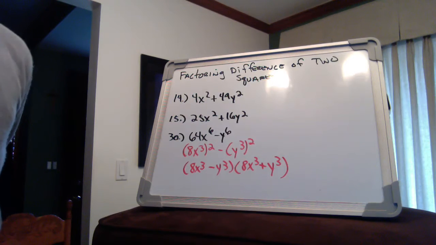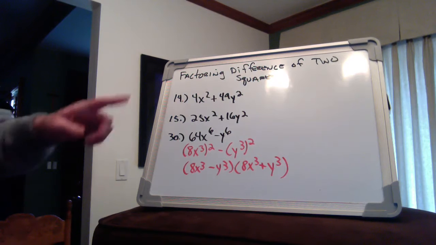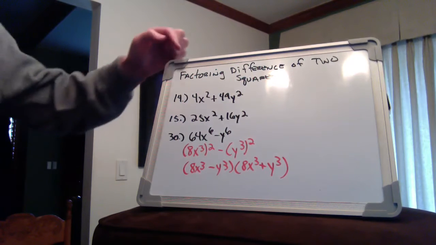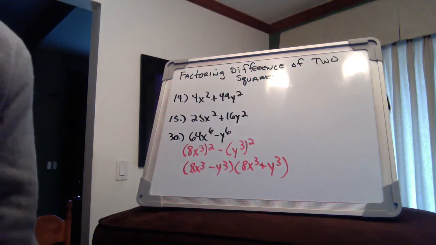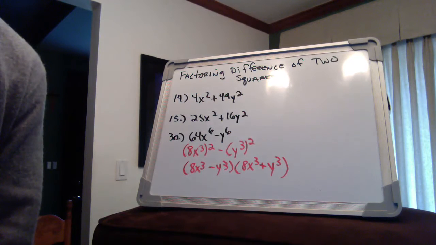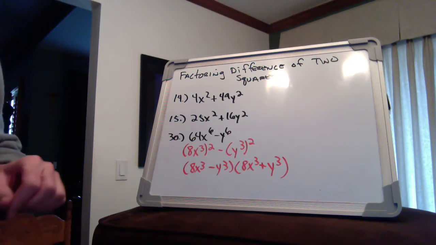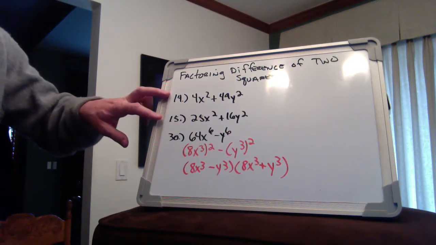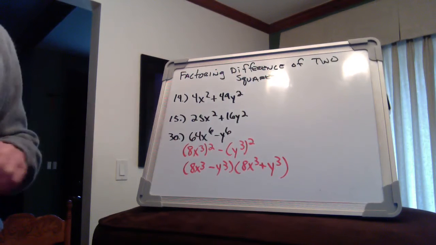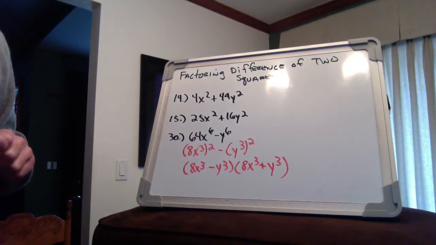I had a request to talk about these three problems on your worksheet on factoring the difference of two squares. So 14, 15, and then 30. I left off one, there's also 16, so I'll do that here. So 14 and 15, these are very similar. It's very easy to do.